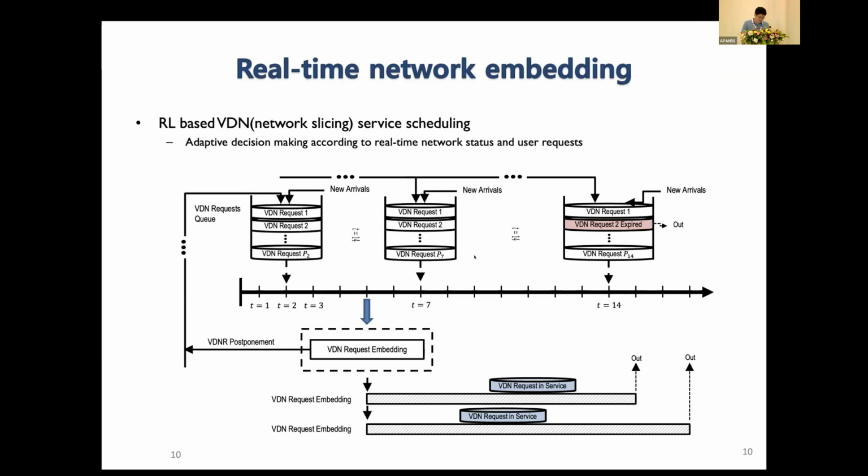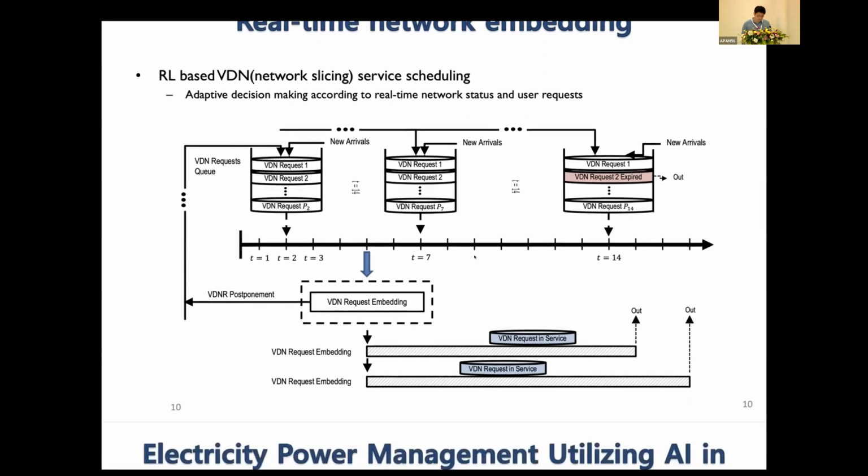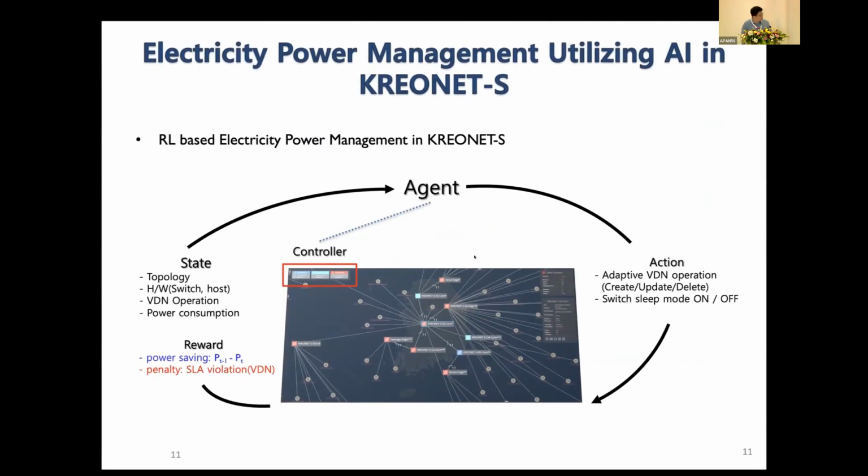Anyway, I continue. Network embedding is used to apply reinforcement learning in the VDN resource allocation problem, and network resources can be represented in a matrix form. You may know that a network topology can be represented as an adjacency matrix. So a VDN request for an end-to-end dedicated path is represented as a matrix, and the current network resources are also represented as a matrix. Then reinforcement learning can be applied to optimize those resources.